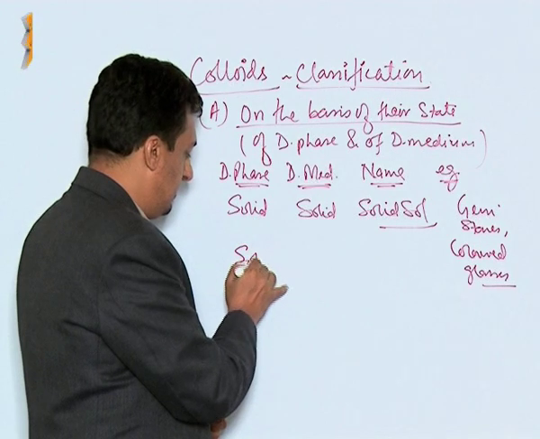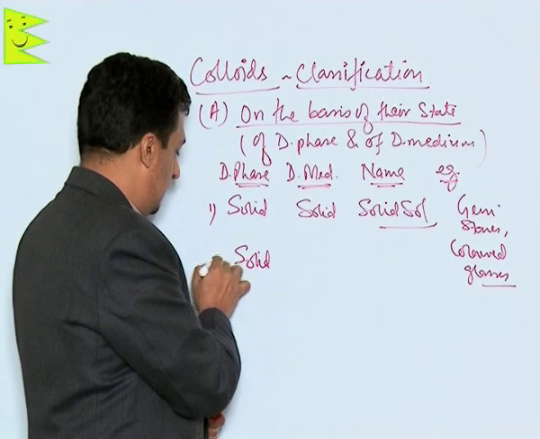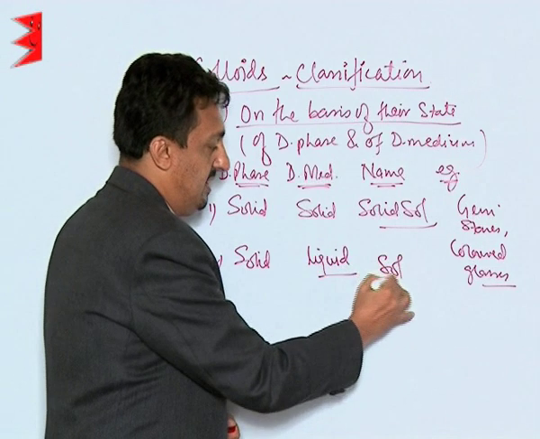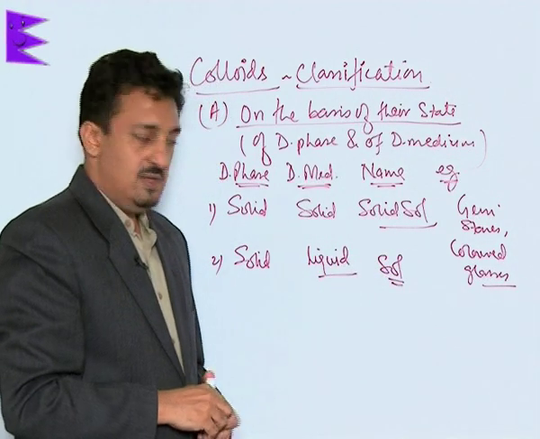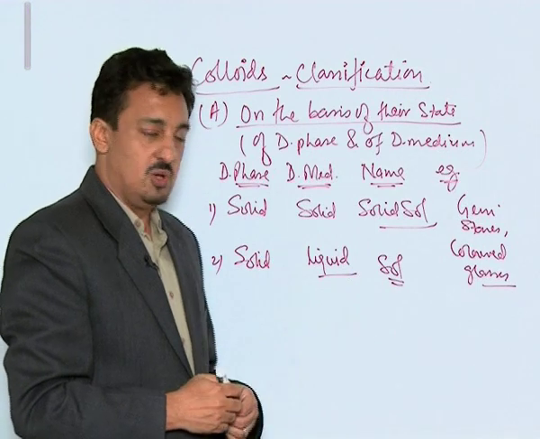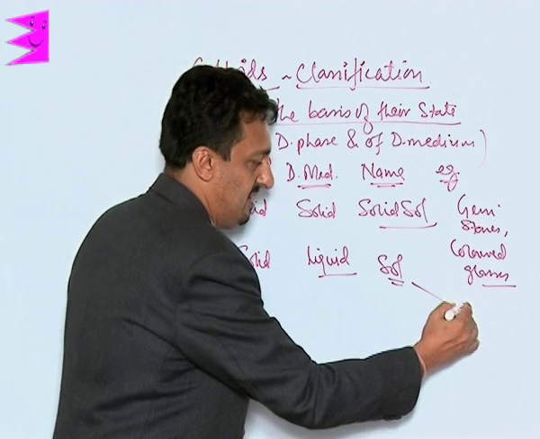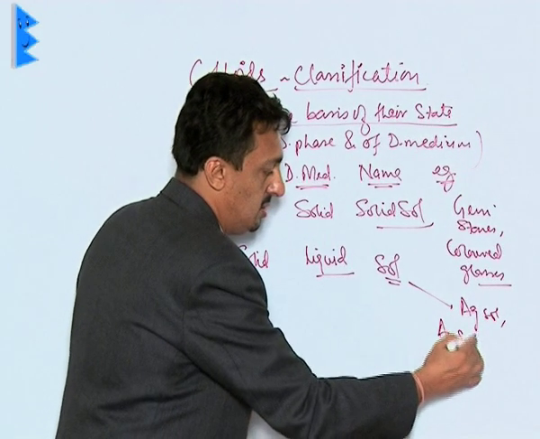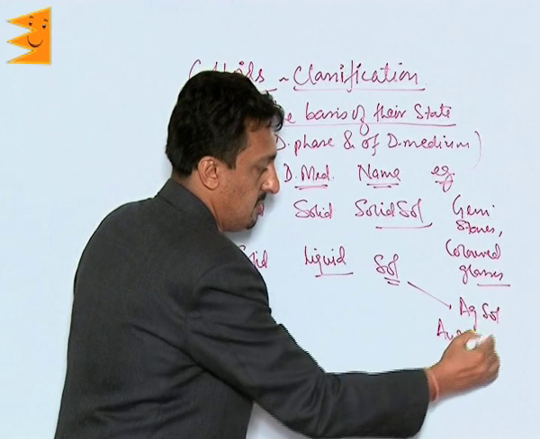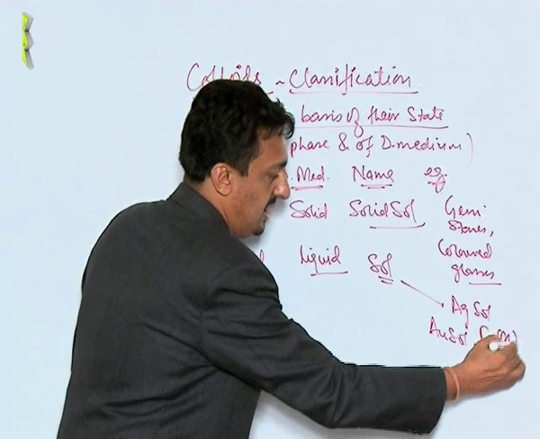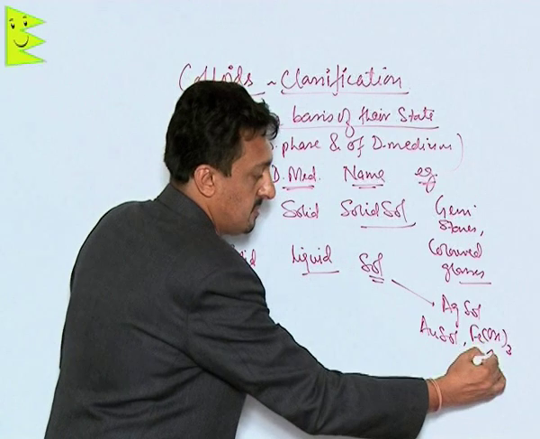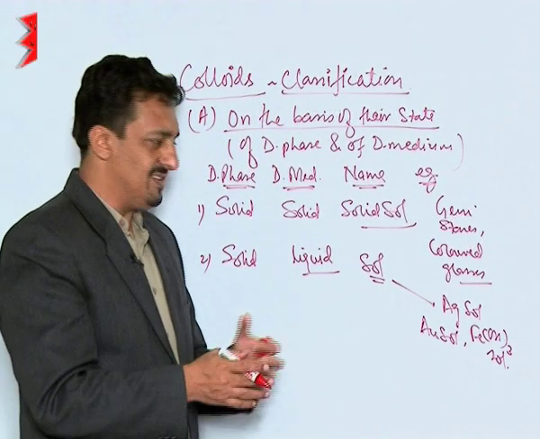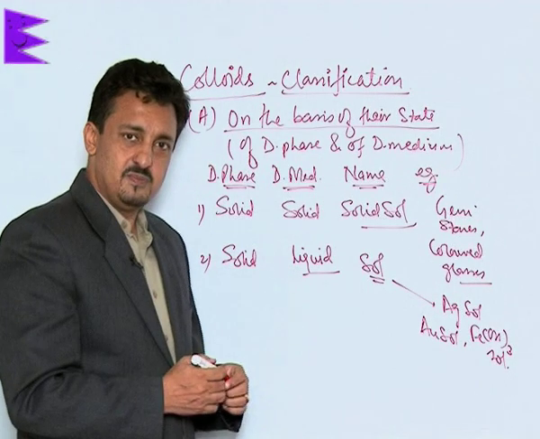When we have the second type, a solid in a liquid, we call it simply a sol. So a solid in a liquid is called sol. We have a number of examples of these sols, like silver sol, gold sol, ferric hydroxide sol, starch sol, etc. Gum, gelatin, all these are examples of a solid in a liquid.